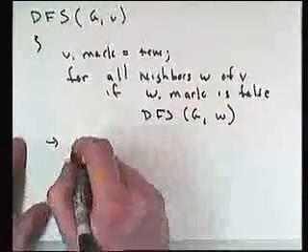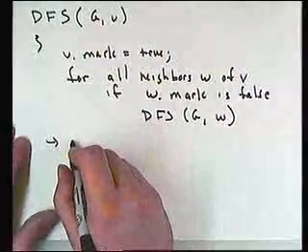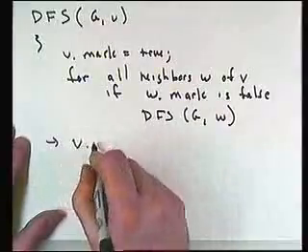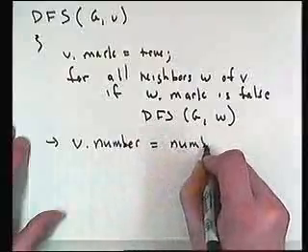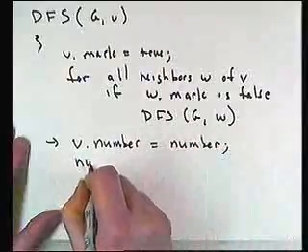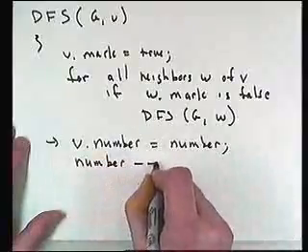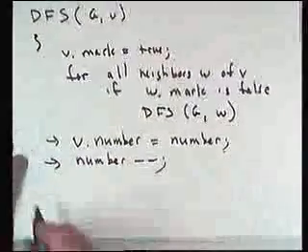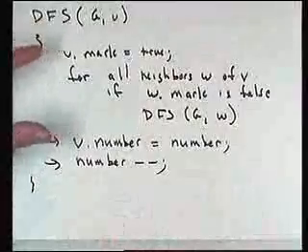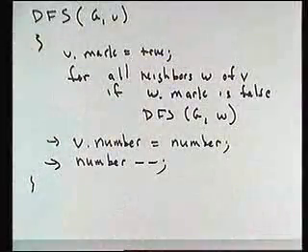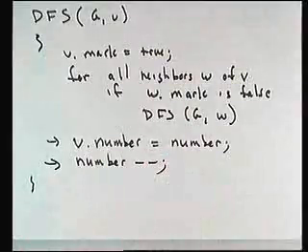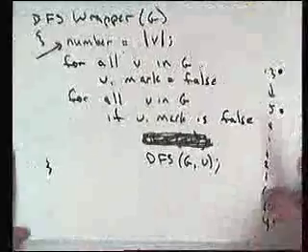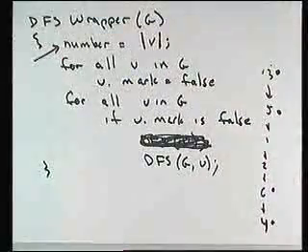Now the new stuff is our post visit. We say V.number equals whatever the number value is, and then we say number minus minus. That is, to the depth first search we talked about last time, once we're done looking at all of these neighbors, we then assign V. We started out with this value of number, and we can treat this as a global. We have to code it differently, but from an algorithmic standpoint, hopefully it's clear what I'm talking about.